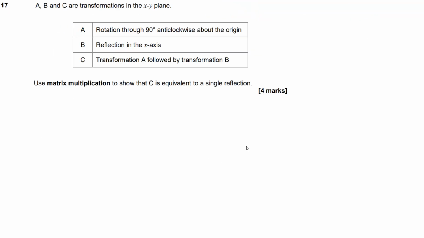This is arguably the hardest question on the paper, so you kind of just have to know your matrix transformations, but you can work them out, and I'll show you how to work them out if you don't know them. So you have to know what the identity matrix is, which is 1, 0, 0, 1.